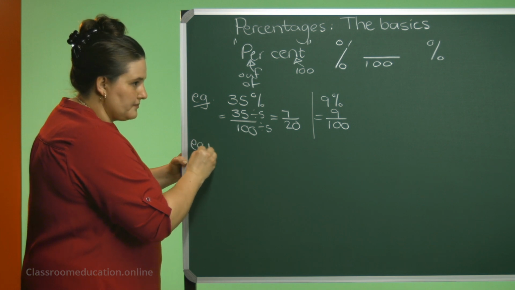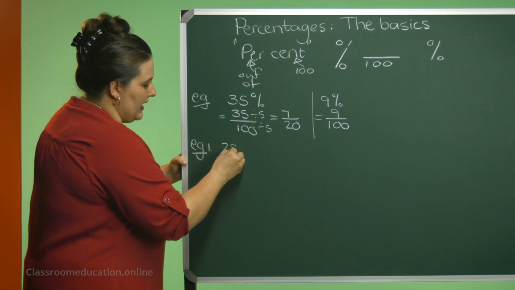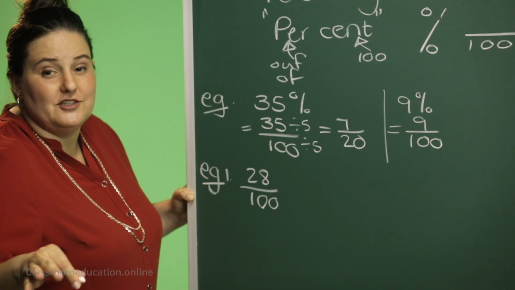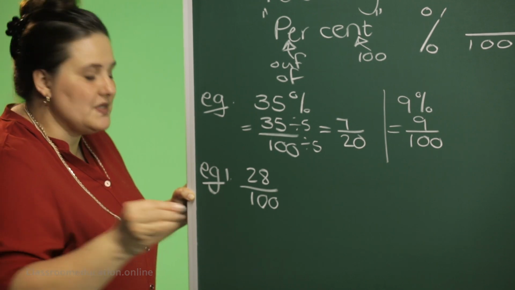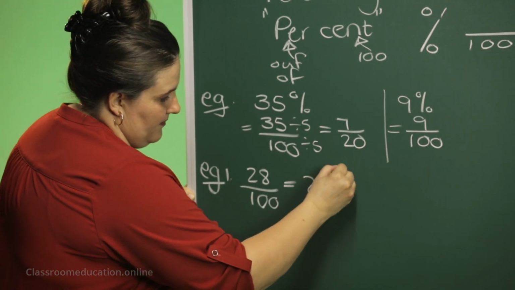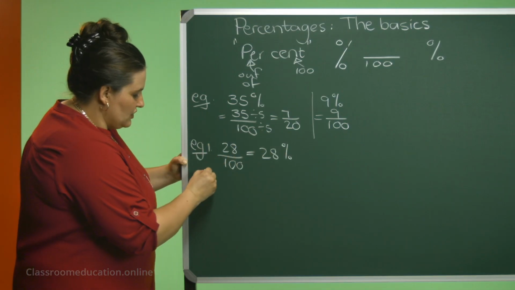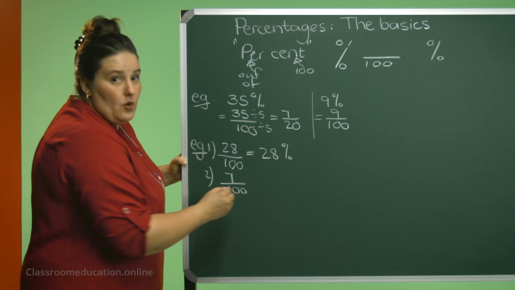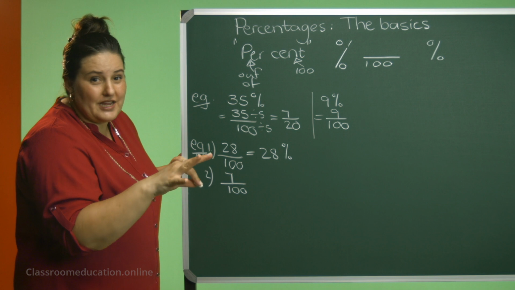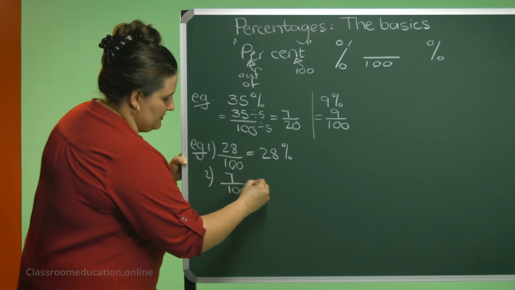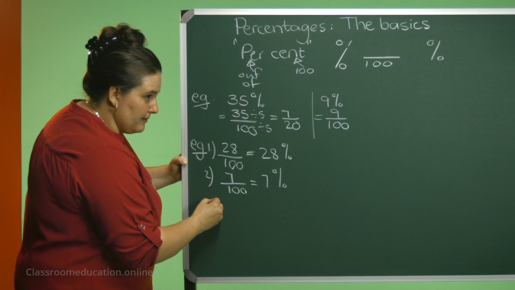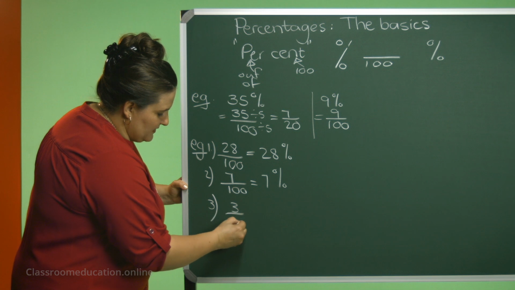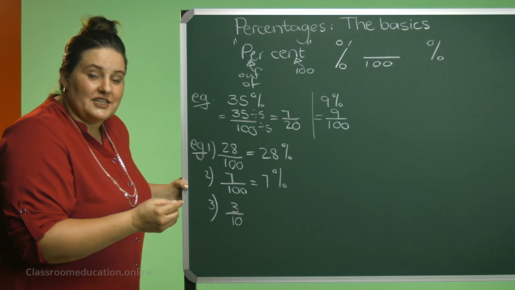Example 1. How about 28 out of 100? Straightforward. 28 out of 100 will be 28%. Okay. How about the next one? 7 out of 100. What will that be? Still straightforward, 7%. Number 3. Let's increase the difficulty level a bit. 3 out of 10. What do you think is the percentage?